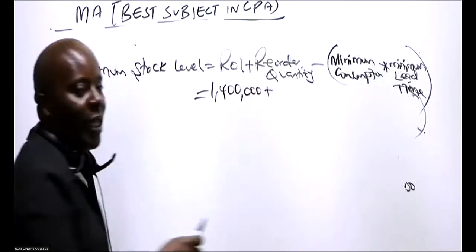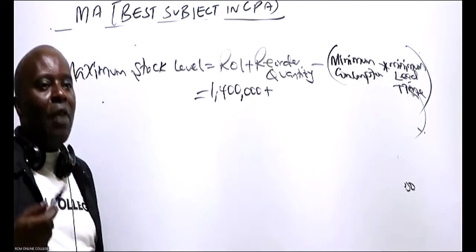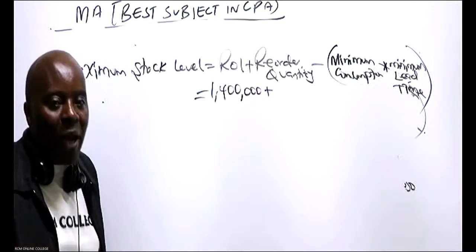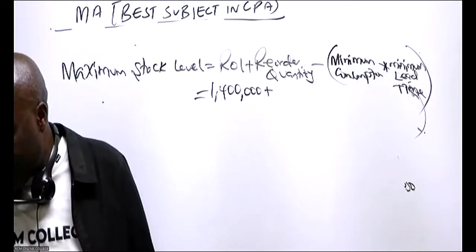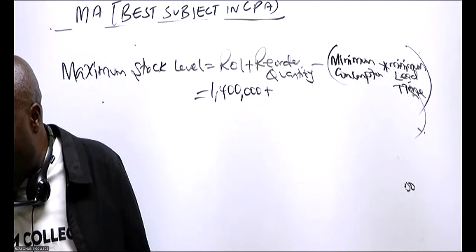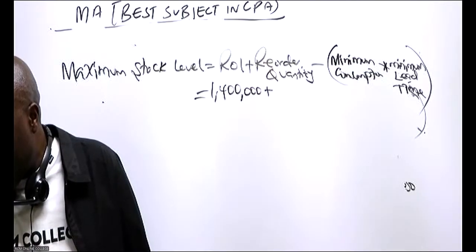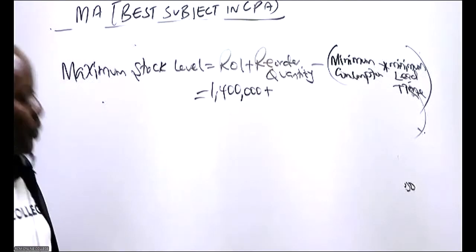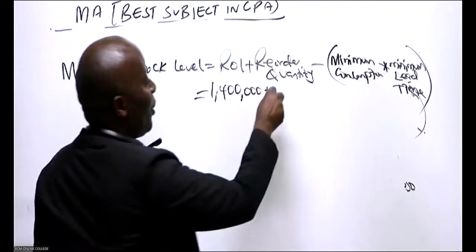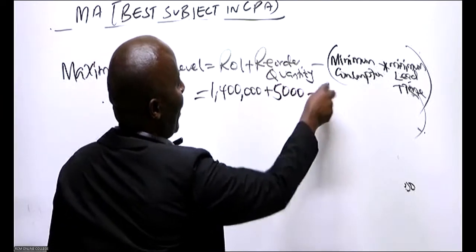Are you able to see any quantity which every time we make an order, we always order in the question? Is there somebody who is able to see a reorder quantity? They have told us in note number 6 that the company has been ordering how many units here? 5,000, yes. 5,000 units. That is a reorder quantity. So plus 5,000 minus into brackets.